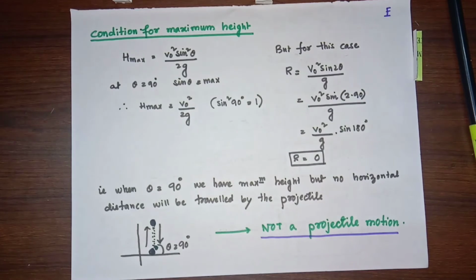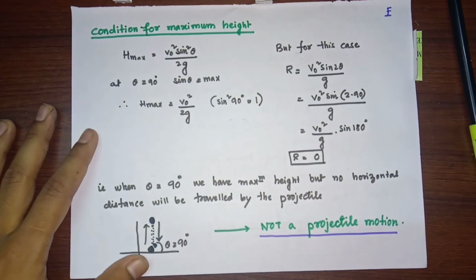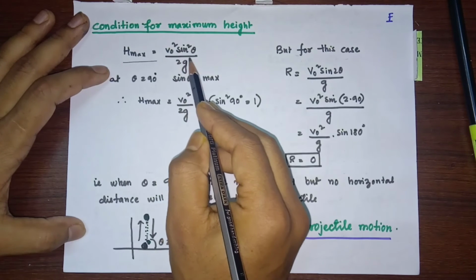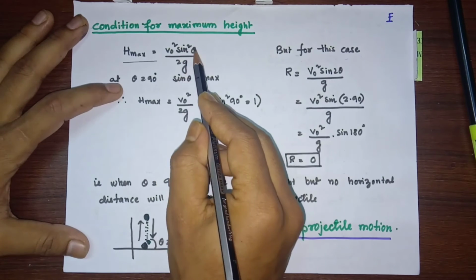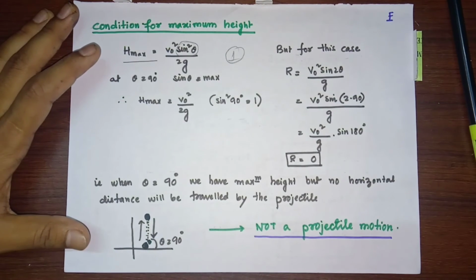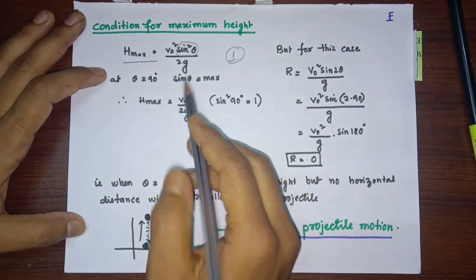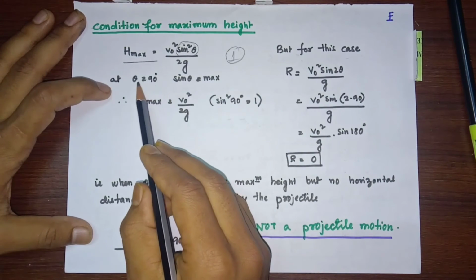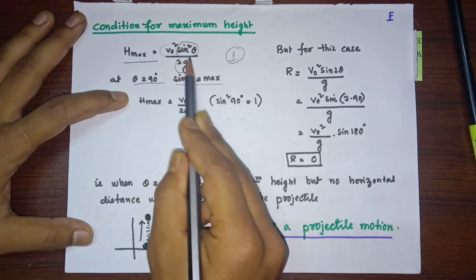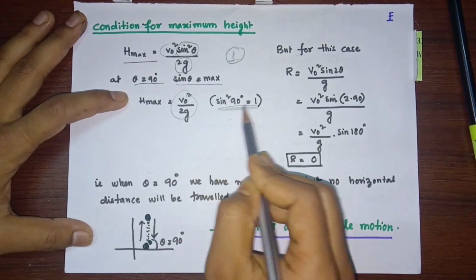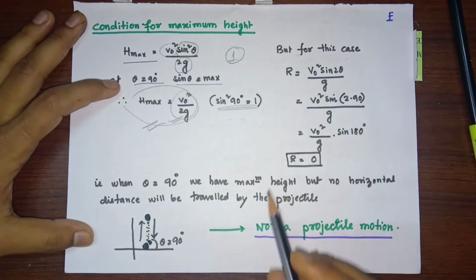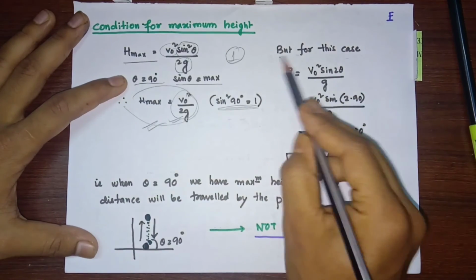Now let us talk about the special conditions, that is the condition for maximum height. Now h max is v naught square sin square theta by 2g. So h is maximum when sin square theta is maximum, that is 1. So at theta equal to 90 degree, sin square theta is maximum because sin theta is maximum. So it is v naught square by 2g. So the maximum height attained by the projectile is v naught square by 2g if it is thrown at an angle of 90 degree.